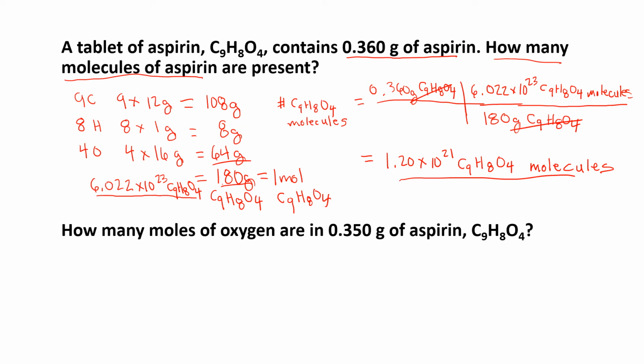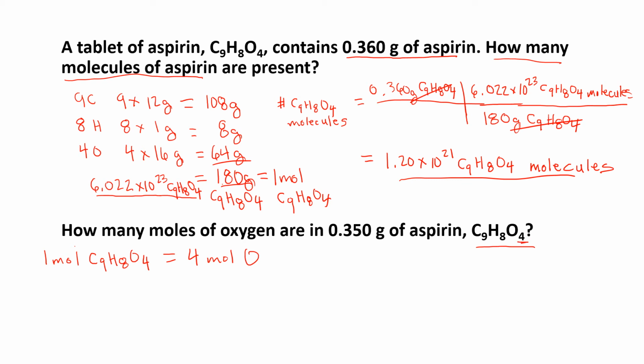Okay, so in this next problem, they want us to calculate how many moles of oxygen are in 0.350 grams of aspirin. All right, guys, look at this chemical formula. This formula conveys a lot of information to us. One thing it says is that for 1 mole of aspirin, C9H8O4, I'm going to have 4 moles of oxygen atoms.